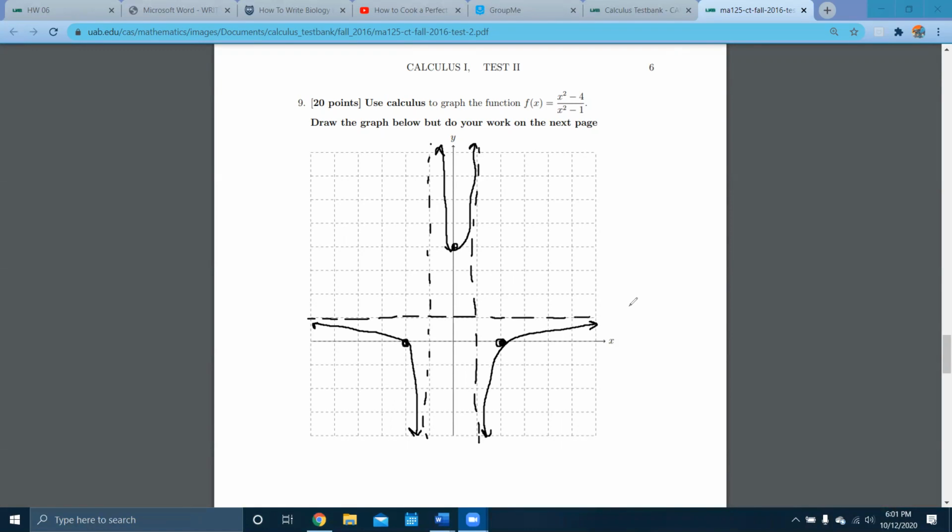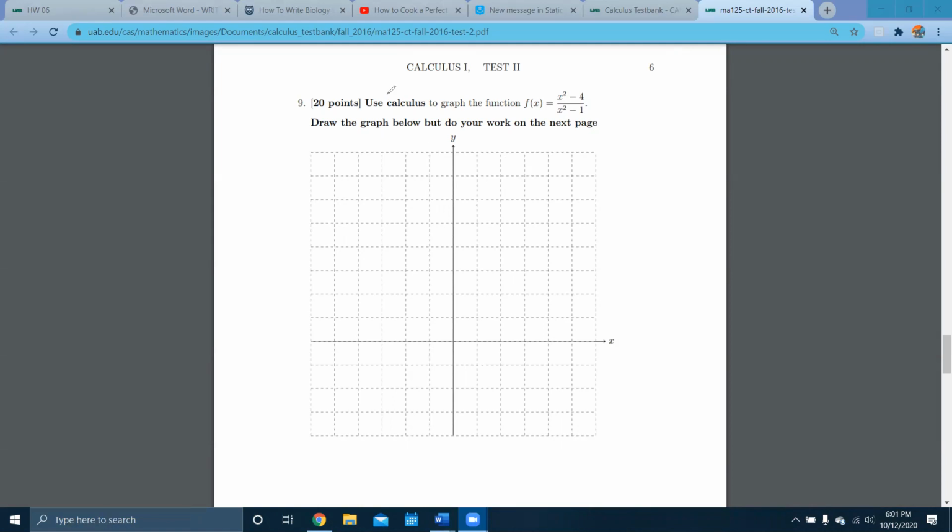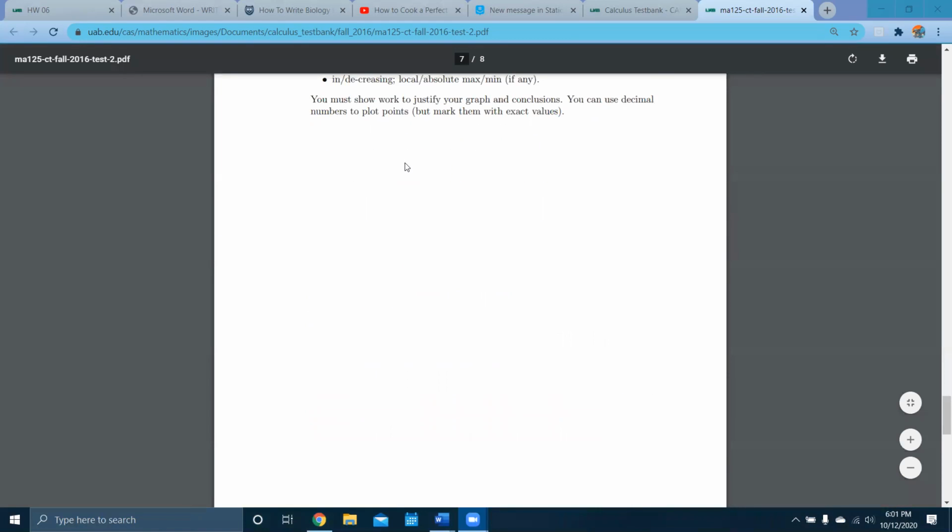All right, so there's our graph. It's crappily drawn, but basically you have x-intercepts at -2 and 2, y-intercept at 4. And you have holes or discontinuities at y equals 1 and x equals -1 and 1. And now to follow up, let's go down, do some math.